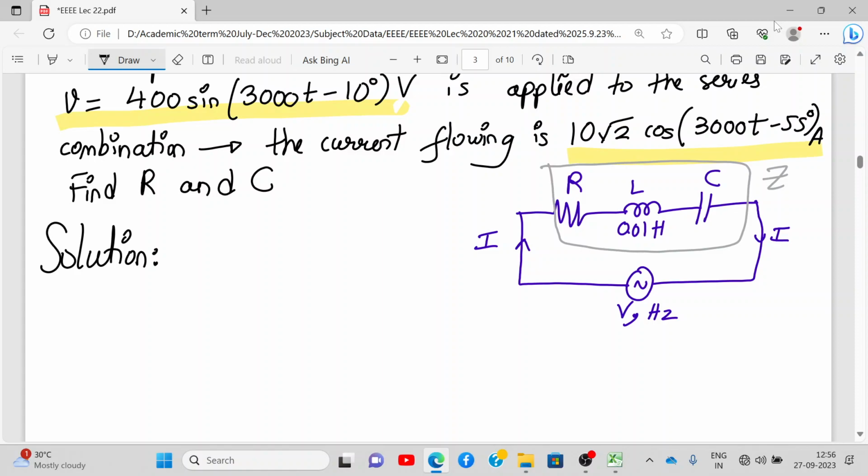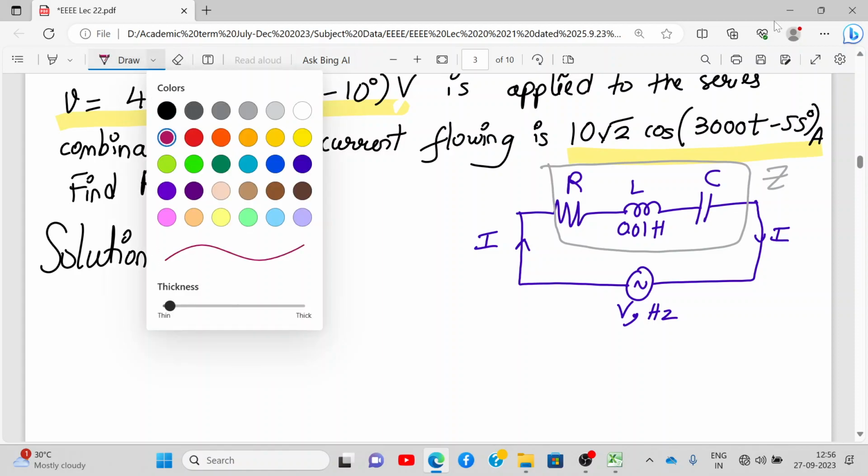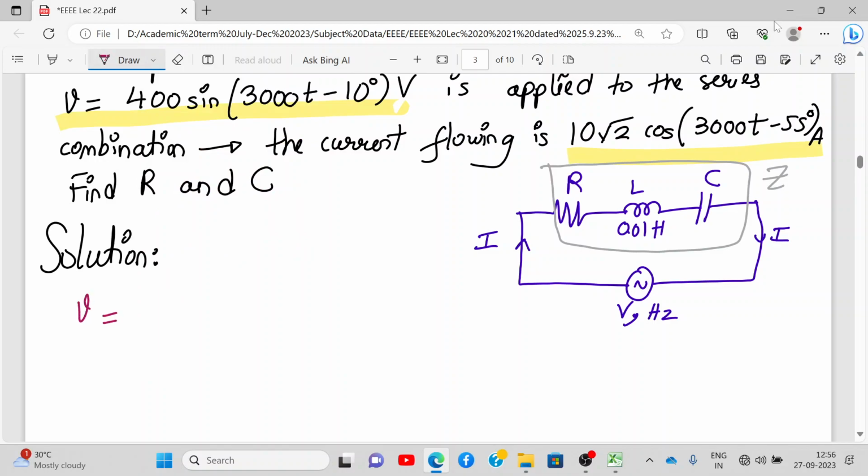Now, what is given to you? V is given as 400 sine(3000t minus 10 degree). What's the standard form? Vm sine(omega t plus or minus phi).